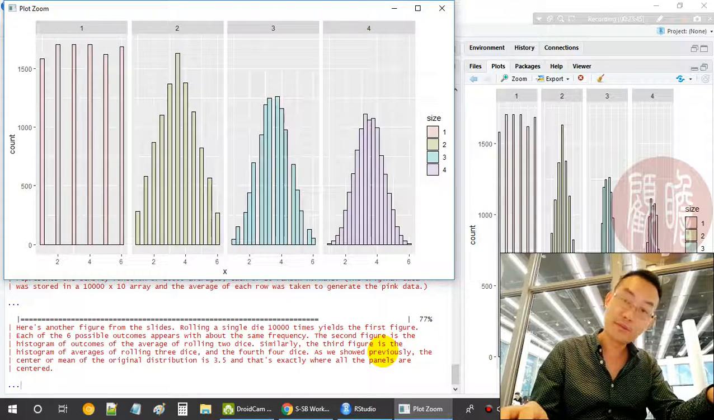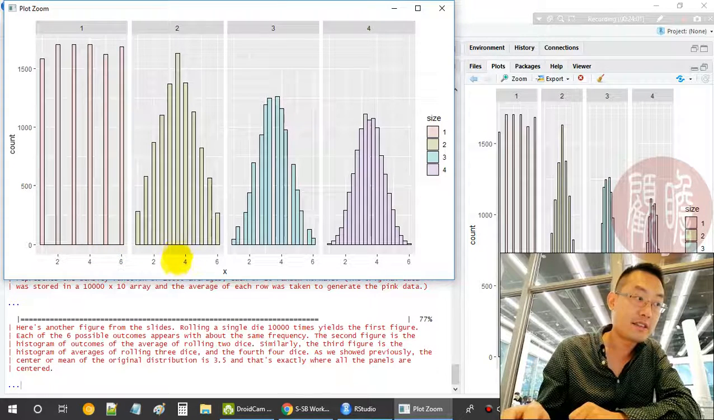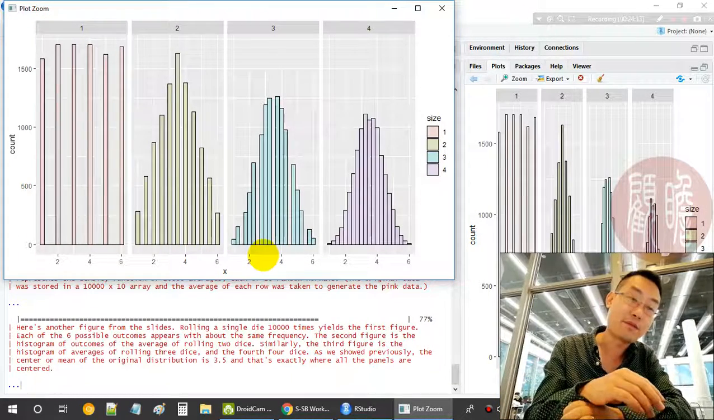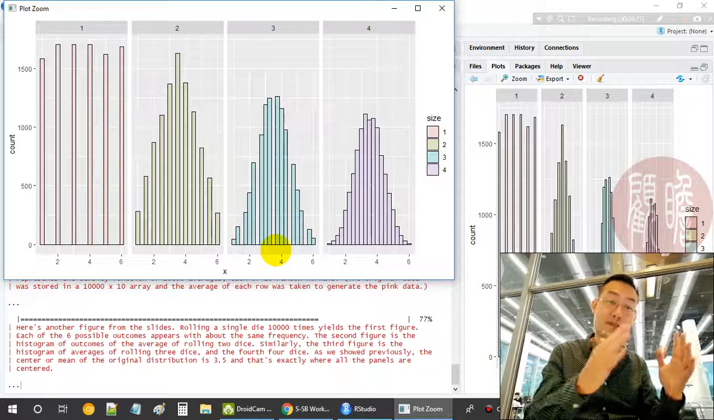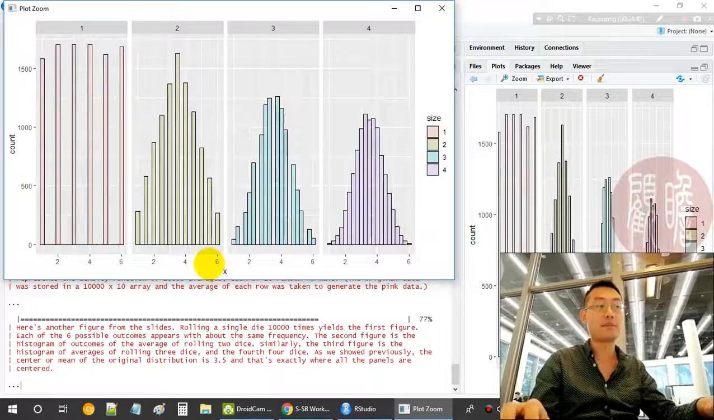As we have shown progressively, the center, the mean of the original distribution, is 3.5, and this is exactly where all the panels are centered. So 3.5 is the expected value for a fair die. The peak of the second graph is 3.5 as well. They start together, and with more and more dice thrown together, that is the effect of averaging. They tend to get more and more clustered at the expected value of 3.5. You can see more data centered at 3.5, and the two tails get less and less. So this is the central limit theorem at work.